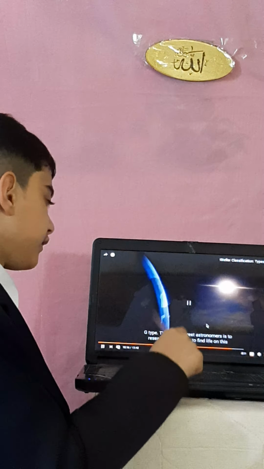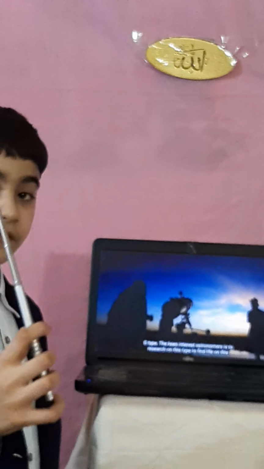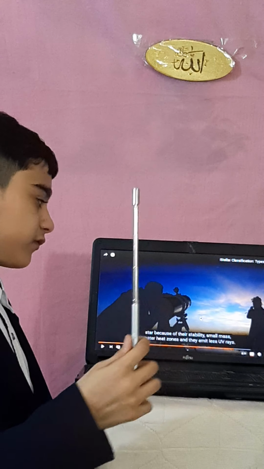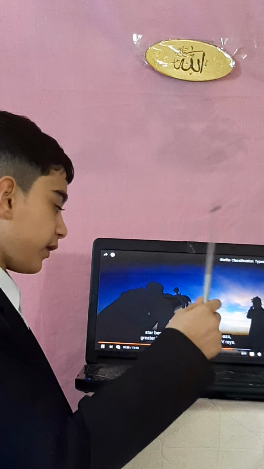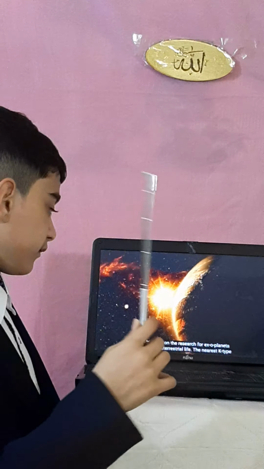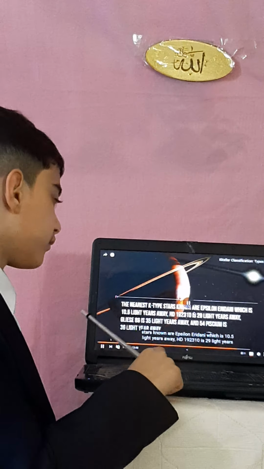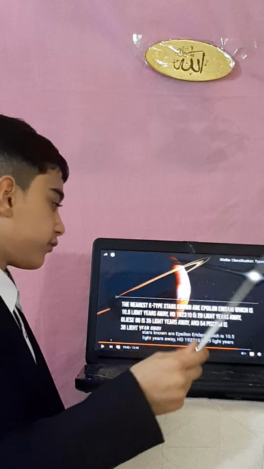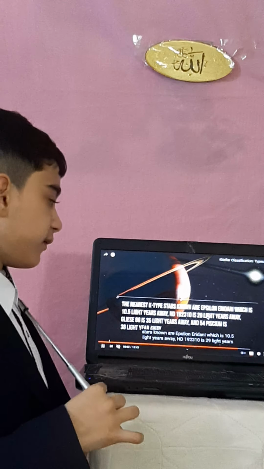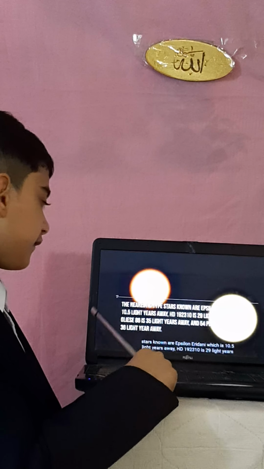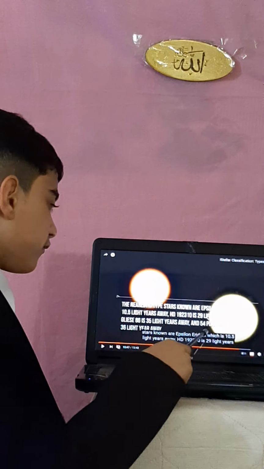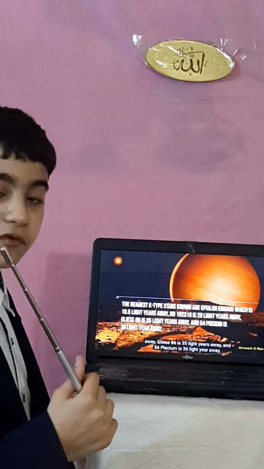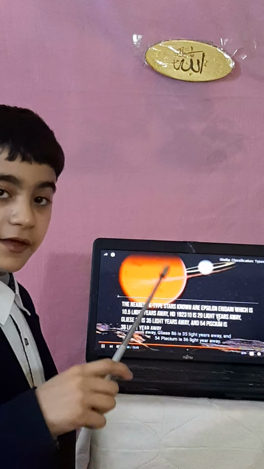K-type stars are of key interest for research to find life, because of their stability, small mass and greater habitable zones, and they emit less UV radiation. For research on exoplanets and extraterrestrial life, the nearest K-type star is Epsilon Eridani, which is 10.5 light years away. HD 192310 is 29 light years away from our Earth, Gliese 86 is 35 light years away, and 54 Piscium is 36 light years away from us. These are the nearest K-type stars to our planet.